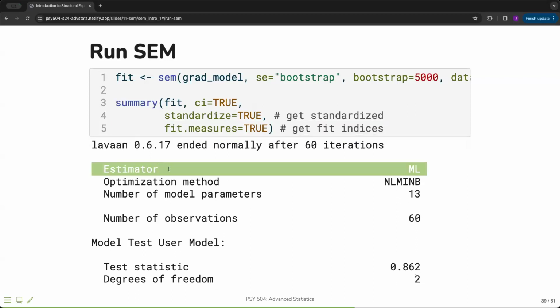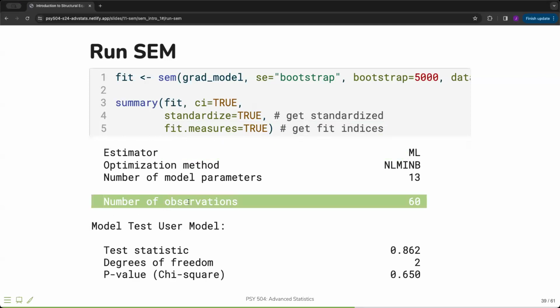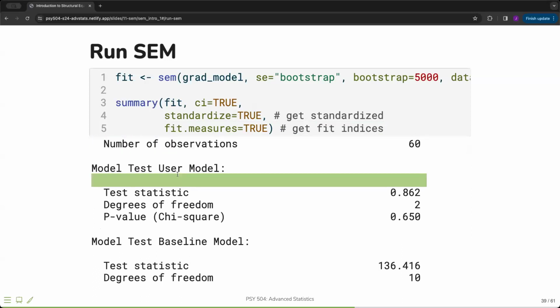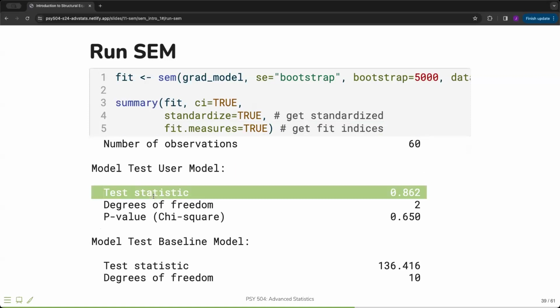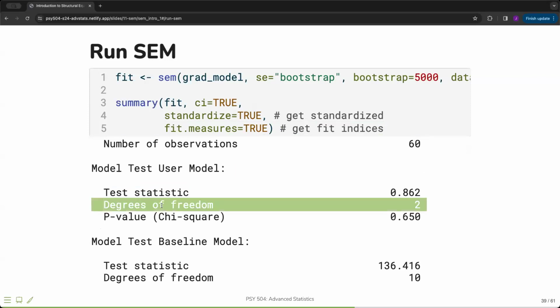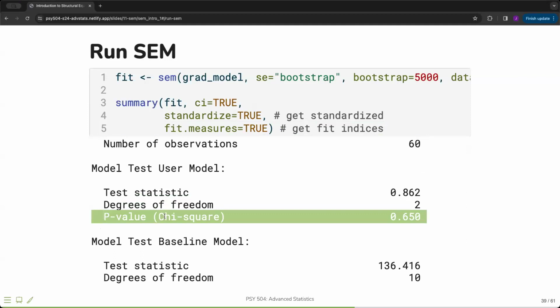At the top, we have our estimator, which is the estimator that's used, which is maximum likelihood. We have the number of total parameters in our model and then the number of observations, which is 60. The model test user model is the chi-square test, and this is what we want to report in papers. We see here that the test statistic is 0.86 and the degrees of freedom is 2, which we calculated. So our model is over-identified. And then the p-value here is not statistically significant.